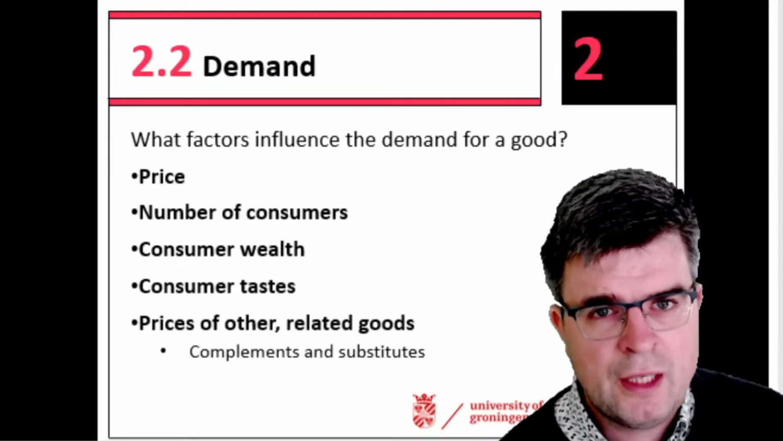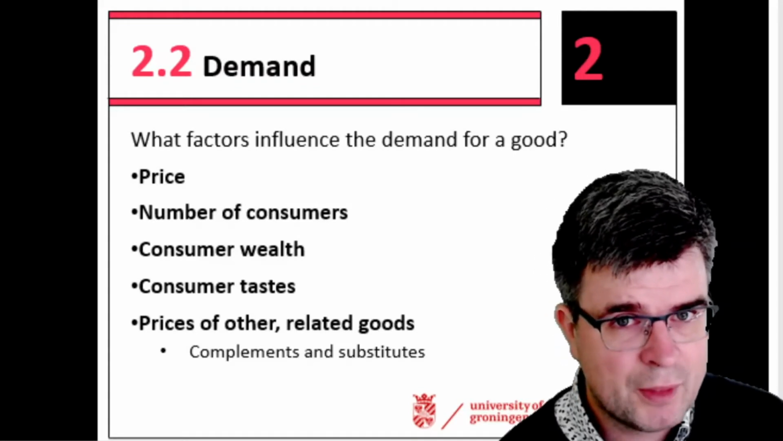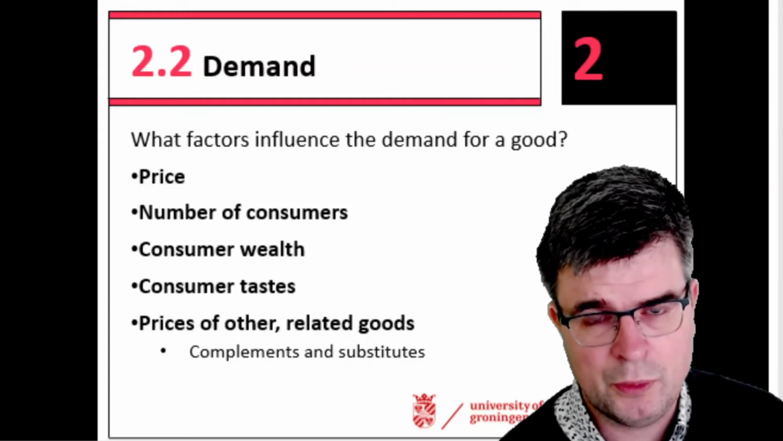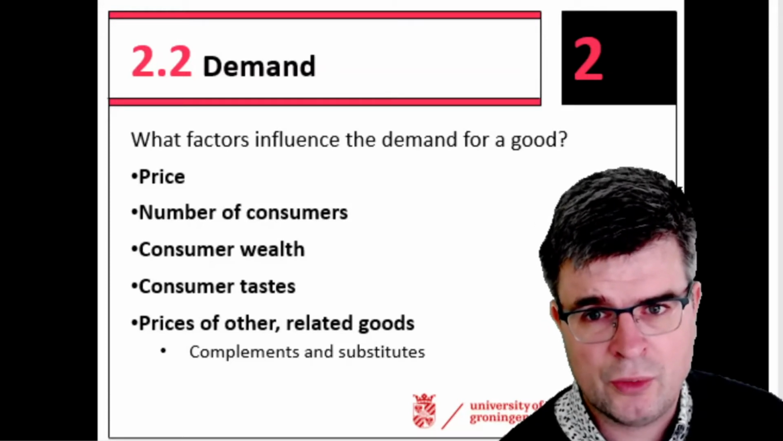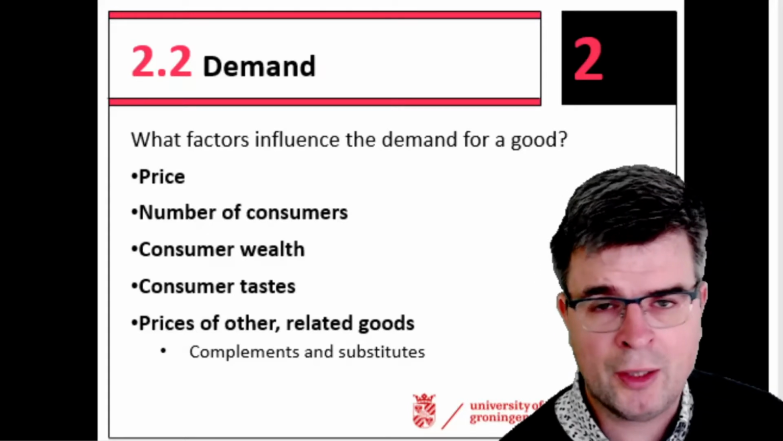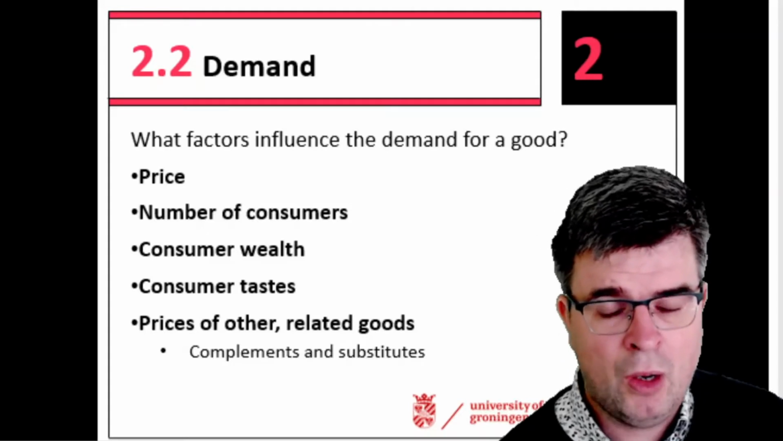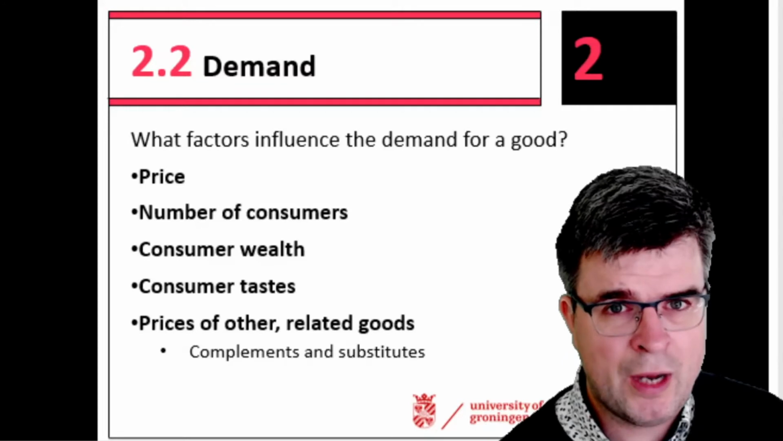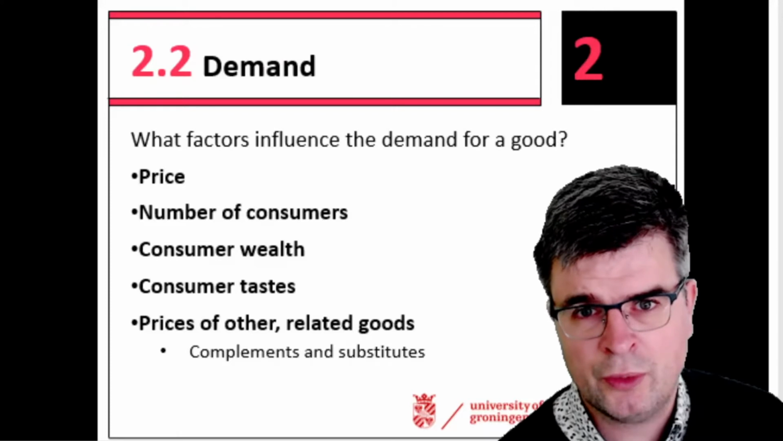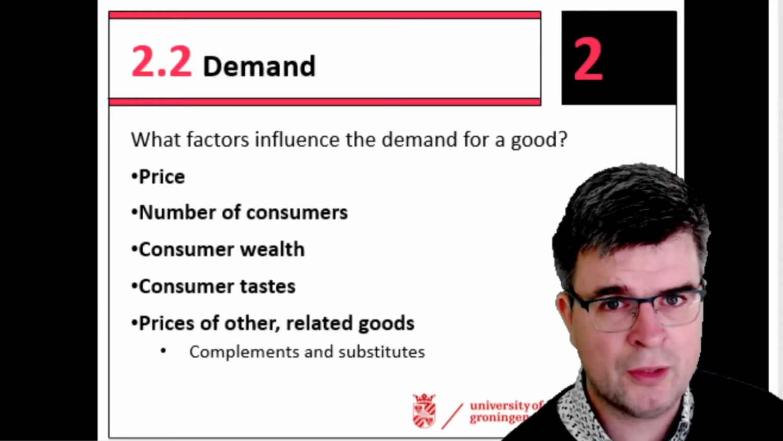Now getting to demand, what factors influence the demand for a good? First of all, there's the price. If the price of a good is higher, you expect that the demand for that good is lower. The number of consumers, the more consumers there are, the higher the demand for a good will be. Also, consumer wealth, how much money people have to spend, will influence the demand for a good. And it may be that for some goods that impact is different than for others.